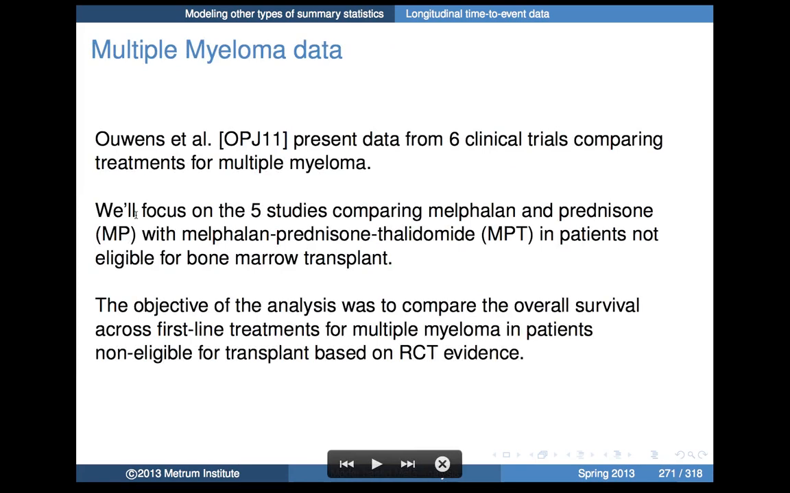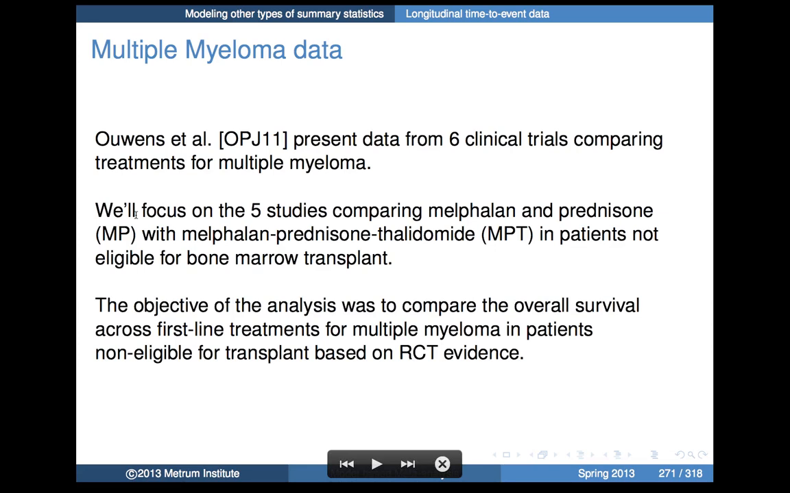So let's start with the example that they use in their paper. What they do is they present data from 6 clinical trials that compare 3 different treatments for multiple myeloma. And in the example that I'll show you in class today, we're just going to focus on 5 of the studies. And in those 5 studies, they compare melphalan and prednisone, which they denote by MP, with the combination of MP plus thalidomide.